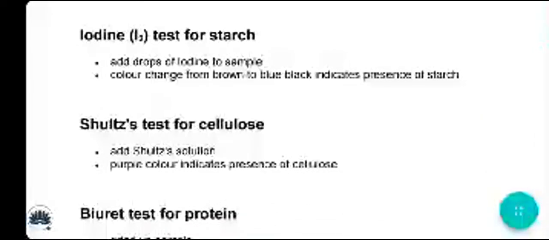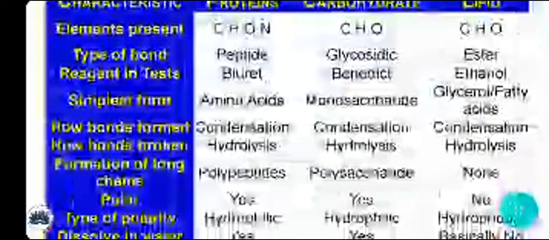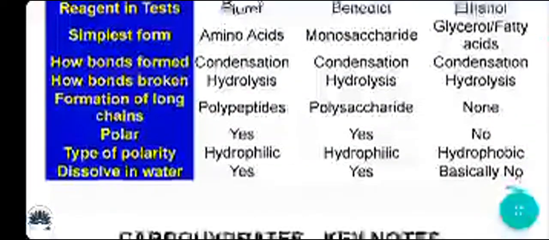And another thing is the biochemical tests. We have already discussed it. For that, I'm just making you understand. You can just pause the video and see here. Protein, carbohydrate, lipids, and that's the difference. It is a quick revision for you candidates. And the carbohydrates keynotes are here: monosaccharides, disaccharides, which I've been discussing at the end, and the polysaccharides.